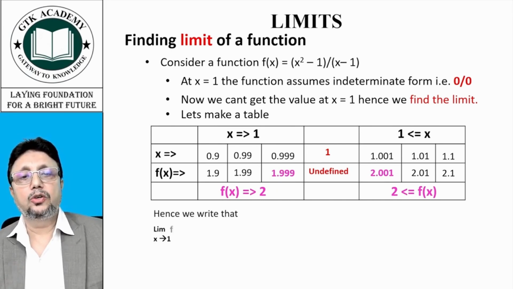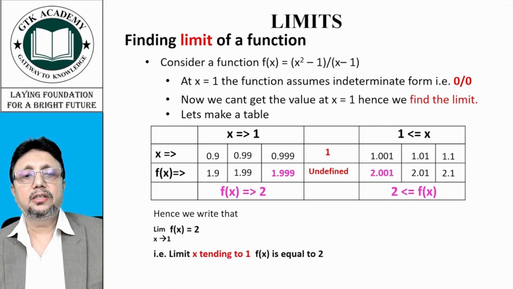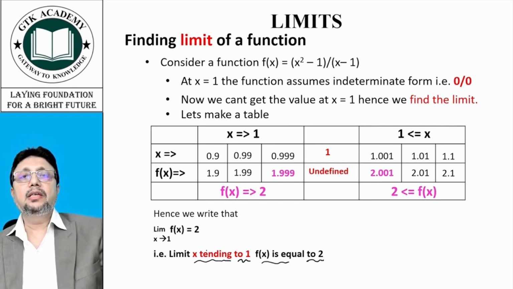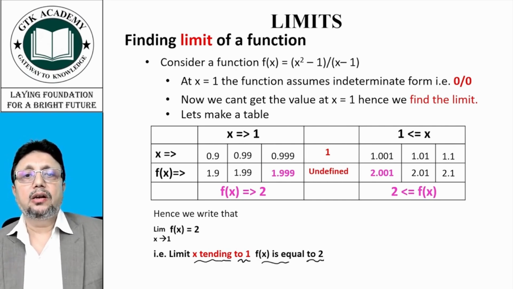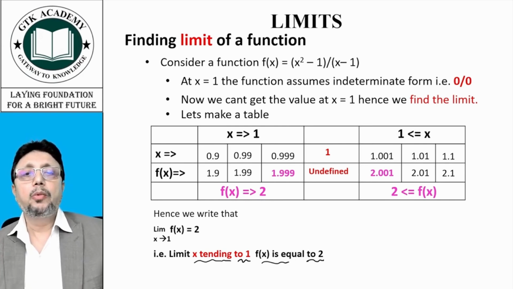Hence we write limit x tending to 1 of f(x) is equal to 2. And just see how we read it: limit x tending to 1 of f(x) is equal to 2. Tending to 1 means x is tending towards 1, whether from the right or from the left, but it is not 1. It is only tending towards 1, right? It's getting extremely close towards 1, but it is not 1, because at 1 the function is undefined. When x becomes 1, the function is undefined, indeterminate form.